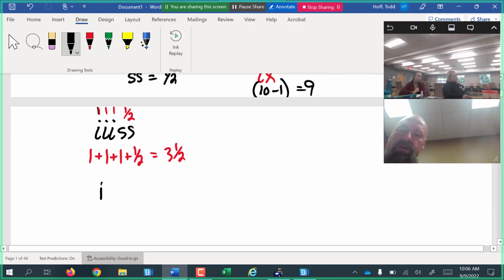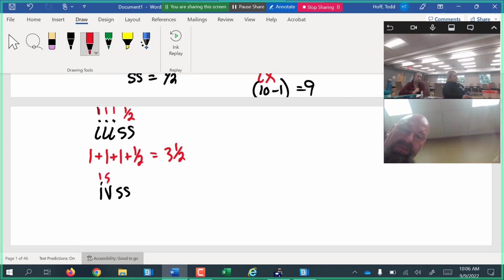Or IVSS. Here I do have I is 1 and V is 5. So those are going to work together. That's 5 minus the 1, plus SS again is 1/2, giving us 4 and 1/2.